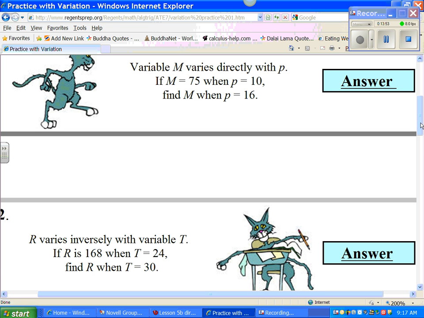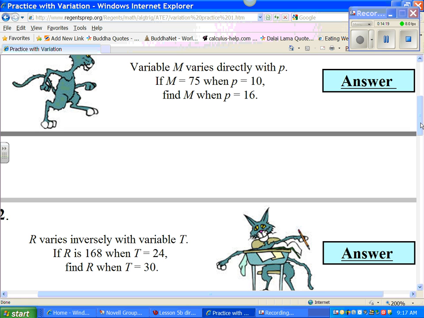Okay, so like I said earlier, these types of problems are two-step problems, okay? Generally speaking, they do not tell you what the constant of variation is. You have to find that information, all right? So inverse and direct variation problems are going to be two-step problems. The first step is going to be to find the constant of variation. And then the second step is going to find your missing variable.